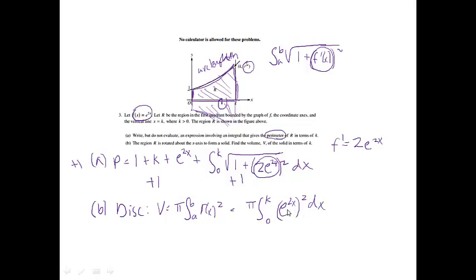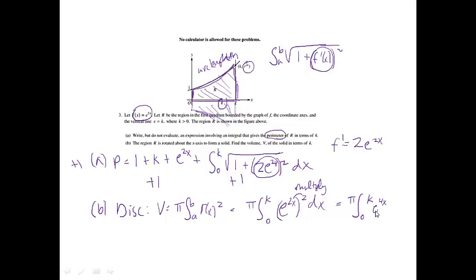And now from here, it is a non-calculator problem, and they did ask me to evaluate it, so I'm just going to clean it up here a little bit. It'll be pi integral from 0 to k. When I do this, I'm going to multiply my exponents, so this will be e to the 4x. And then from here, I do need to take the integral of that.